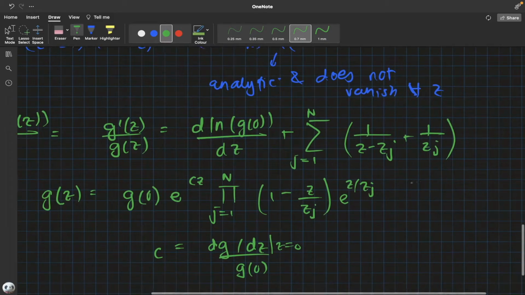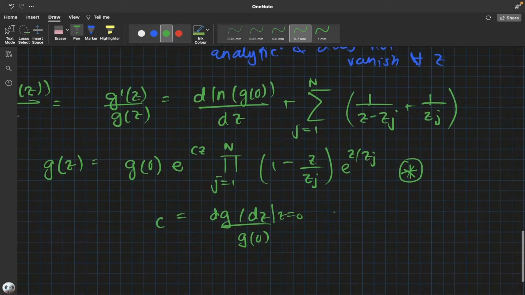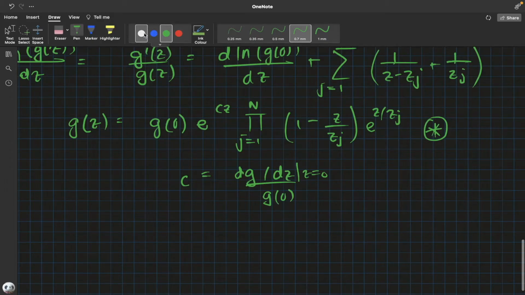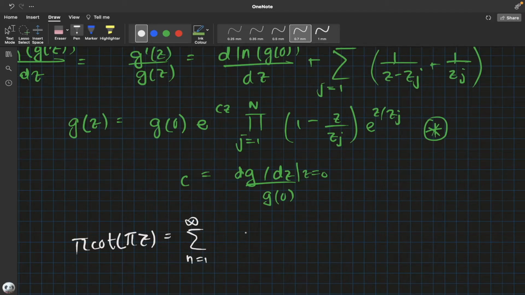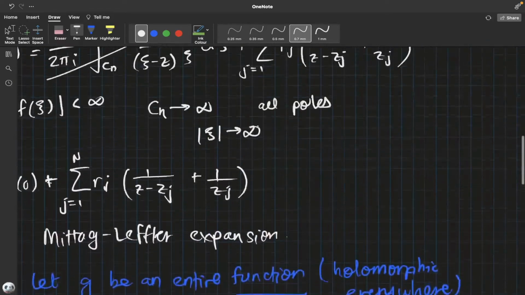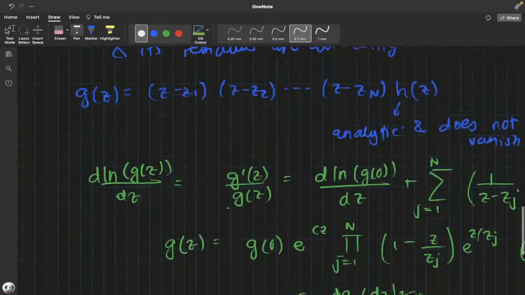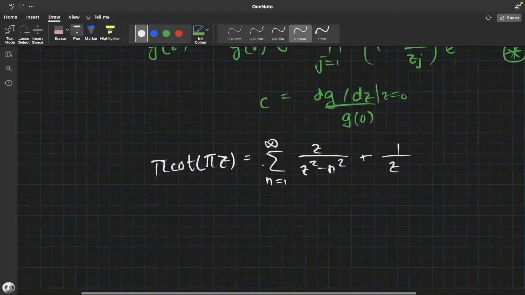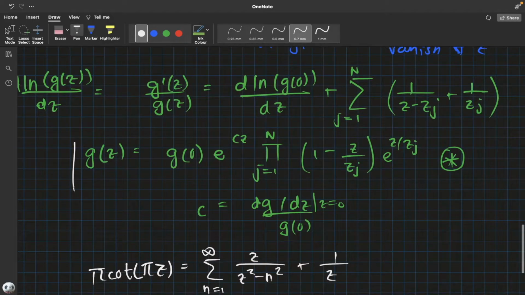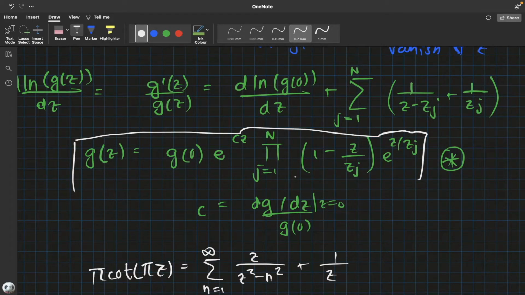This is a really important formula, because this is what helps us get the Mittag-Leffler cotangent expansion, because we can write pi times cotangent of pi z as the sum from n equals 1 to infinity of z over z squared minus n squared, plus 1 over z. So it's using this and maybe some of the original Mittag-Leffler formula. That's why this is really important, especially because it's going to help us later when we go to gamma functions. Oops, spoiler alert.